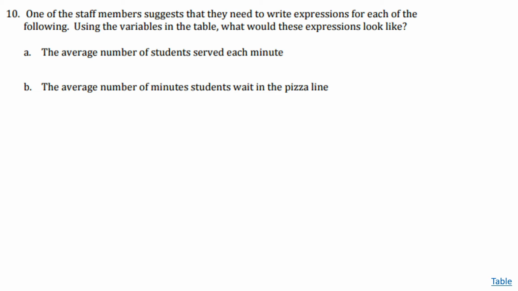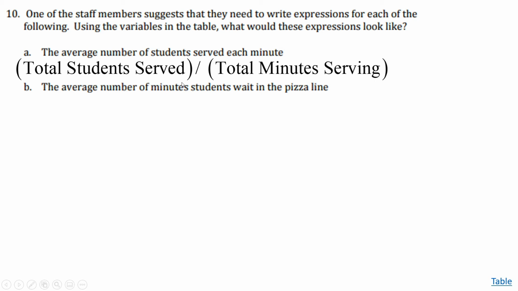Number 10. One of the staff members suggests that they need to write expressions for each of the following, using the variables in the table. What would these expressions look like? Okay, the average number of students served each minute. Now think about that. Wouldn't that be something like the total number of students served divided by the total time to serve everybody? So total students served divided by total minutes serving. Okay. Now, total students served.